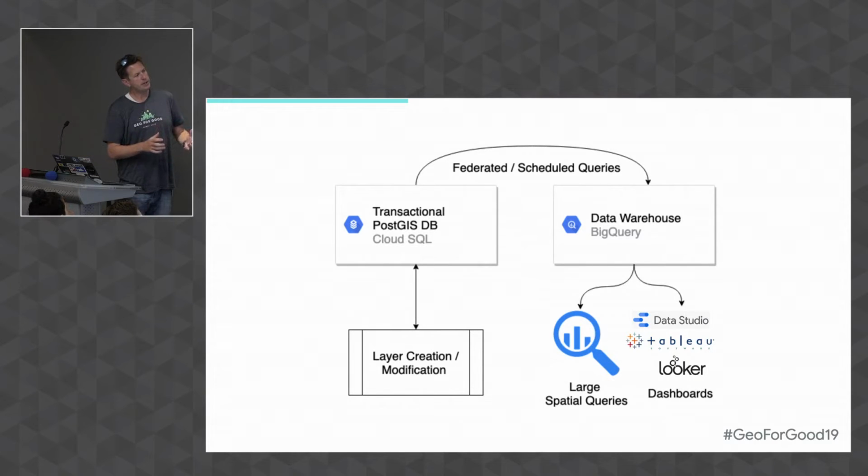What we're starting to find, especially when you get to these large data warehouse scales, you don't always need a map. It's nice to have a map, but if you're doing a time series of impervious surface change per county over time or something like that, that's just a time series. And there's great tools. There's a free tool called Data Studio, which will allow you to do that. Or if you're familiar with Tableau or Looker, which Google just purchased, you can use those to build those types of dashboards.